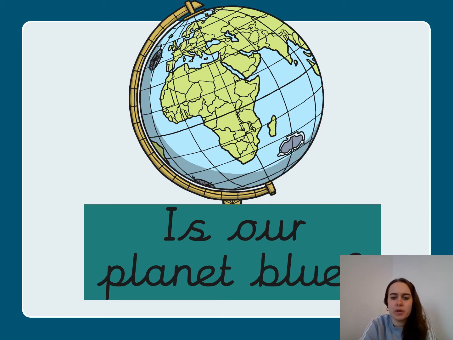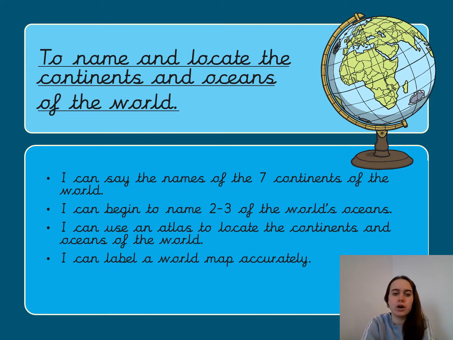So today we are looking at, is our planet blue? Now we looked a little bit last week at how we, the UK, are surrounded by water and the different oceans and bits of water that we're surrounded by, but today we're going to look more generally at the whole planet, so that's another word for the Earth, and whether it is blue or not. So our aim today is to be able to name and locate the continents and oceans of the world.